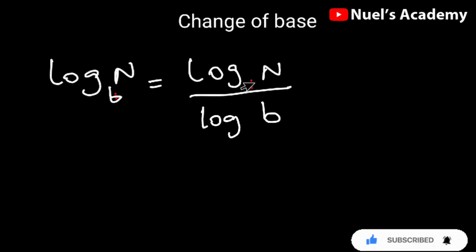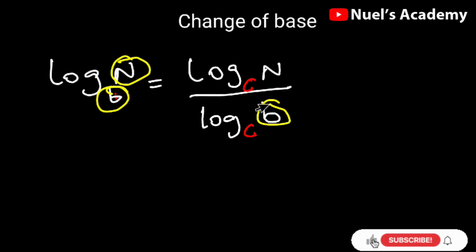assign, let's say we are going to change it to log c. We are going to assign c here and then c here. So log n base b is now equal to log n base c over log b base c. You first of all write the number as the numerator, and then the base at the denominator.